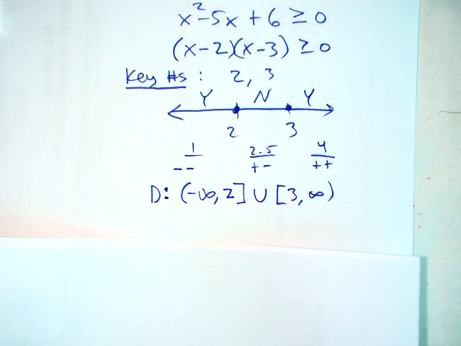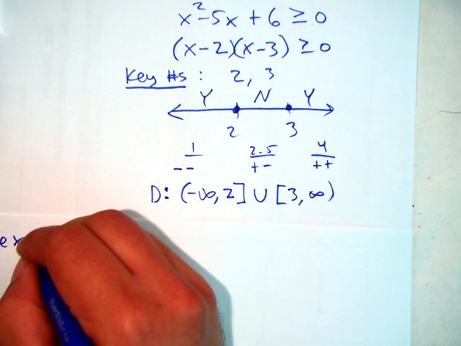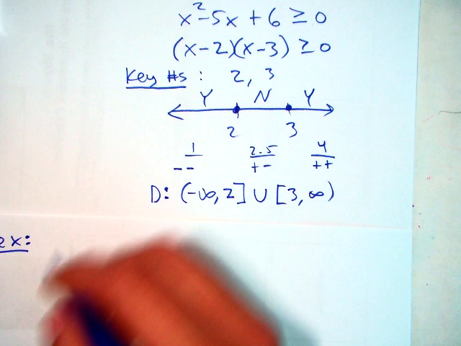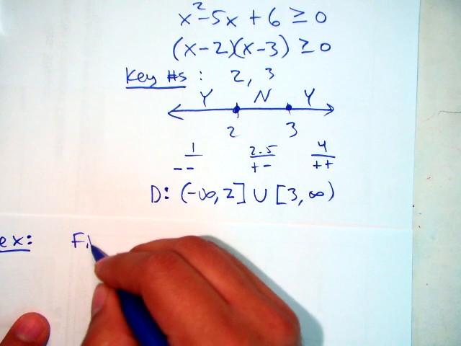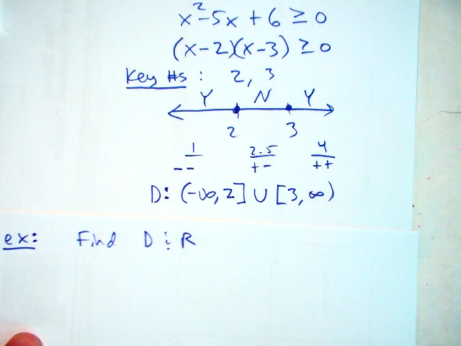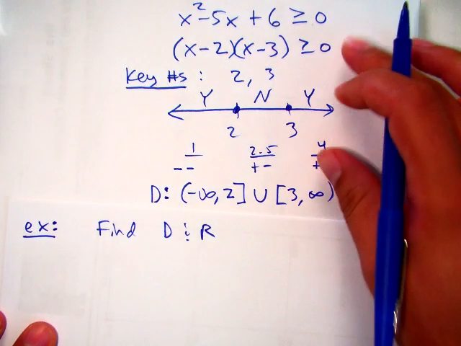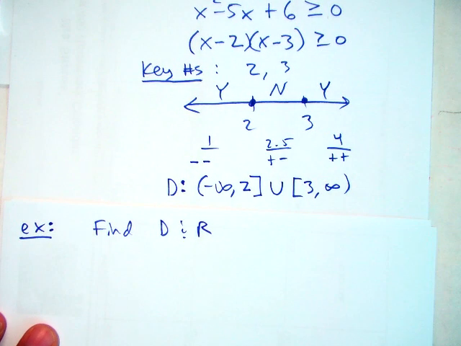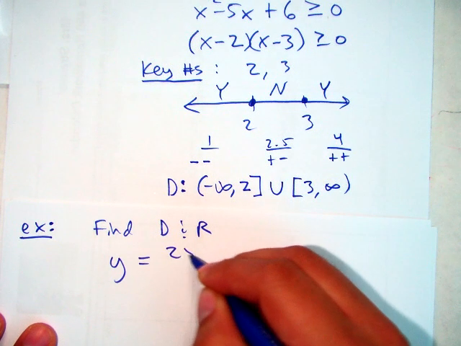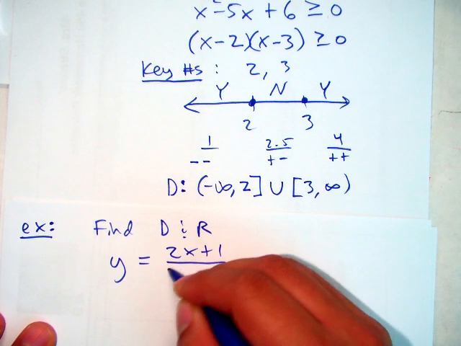We're going to do one last example. But for these kinds of questions, we're going to talk about how you can find the domain and the range now. Okay? So let's say we have y equals 2x plus 1 over 3x minus 5.